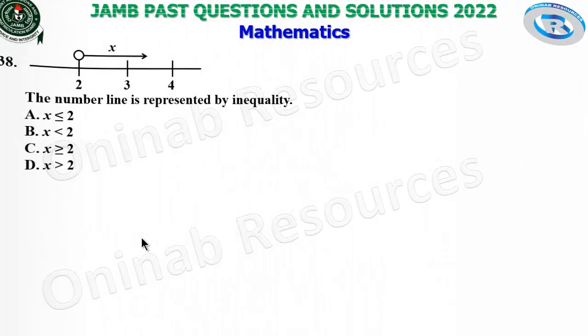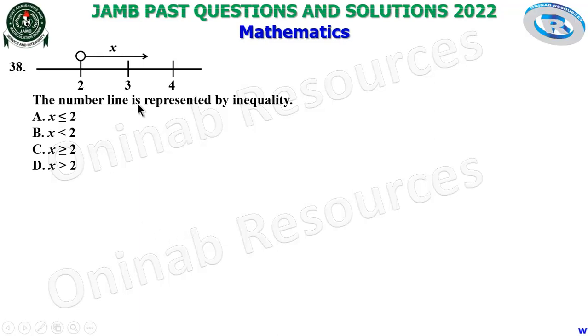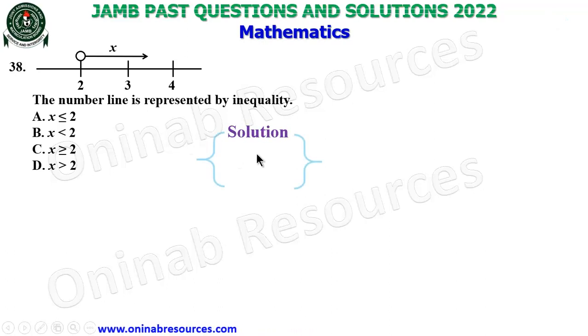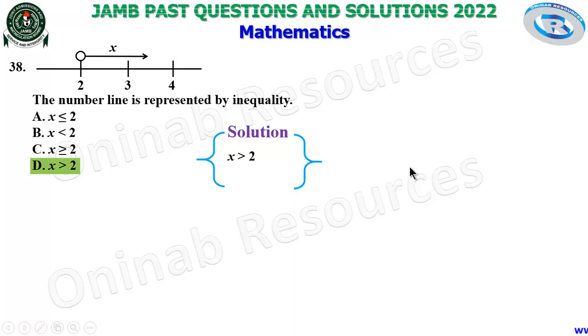We then go to problem 38. The number line is represented by inequality. So which of the inequality is represented here? So what we'll do is, since we have x here, it means x, and the arrow is pointing to the right, that's going to be greater than 2, starting from 2. And since this circle here is not shaded, it is just greater than. Had it been shaded, it will be greater than or equal to. So from the options, we have option D as the correct option. So that's all for 38.